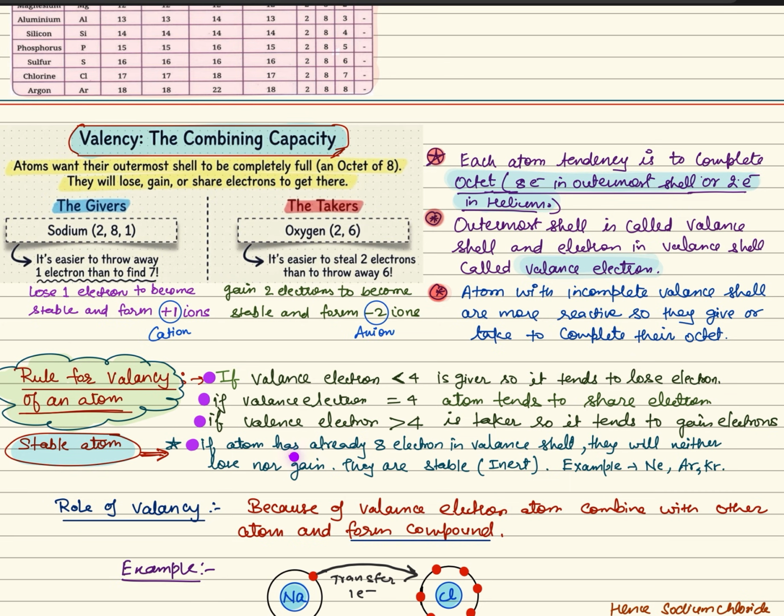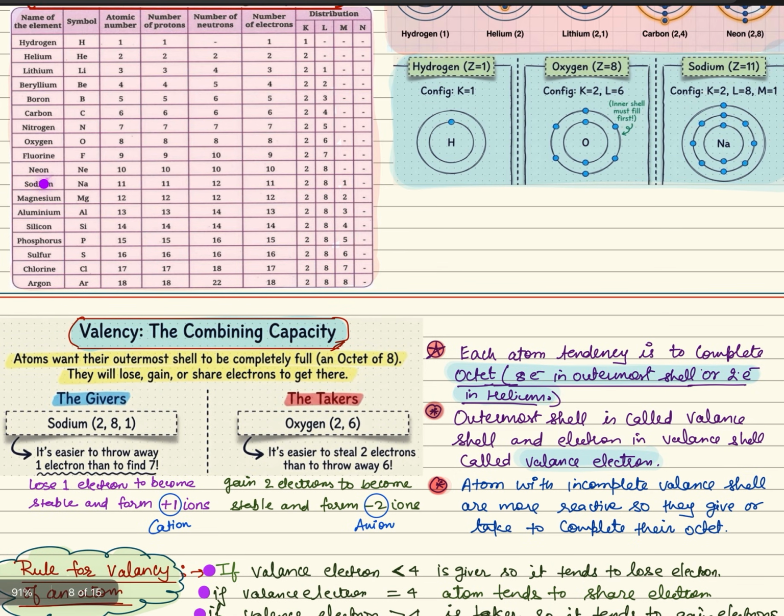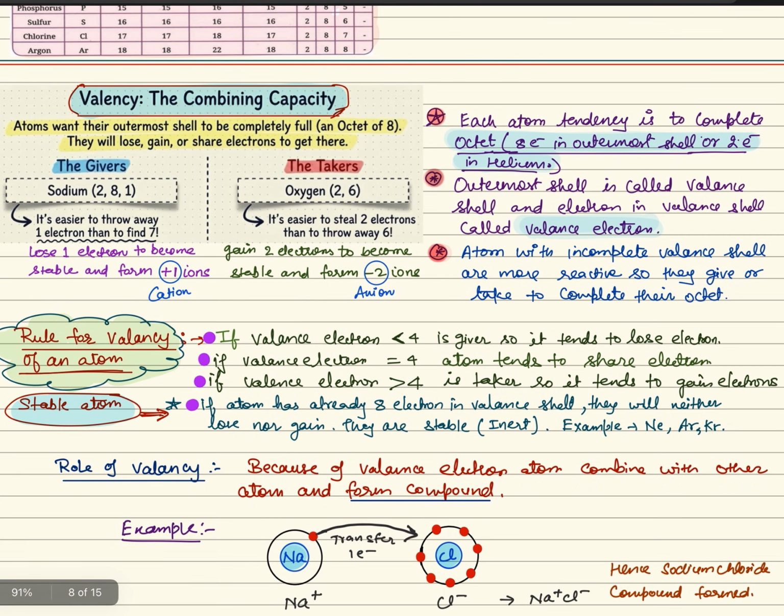Okay, if an atom already has 8 electrons in the valence shell, for example stable neon, neon has 8 in its valence shell. So what will it do? It will neither take nor give. They are already stable. And these are the stable ones: neon, argon and krypton.